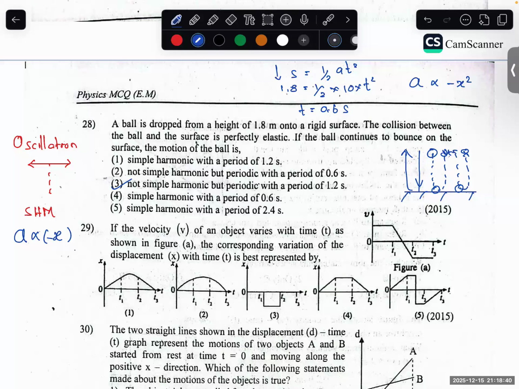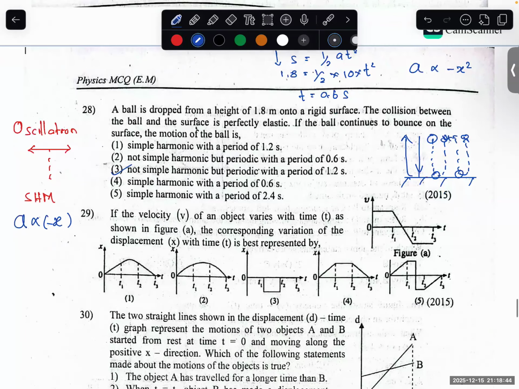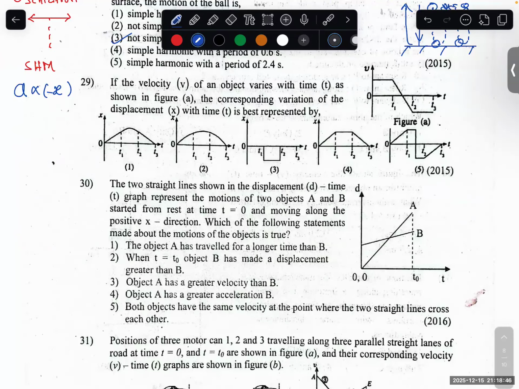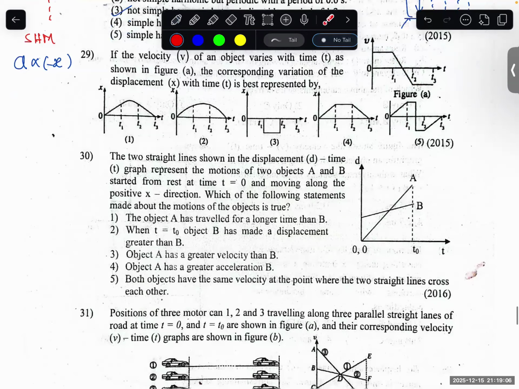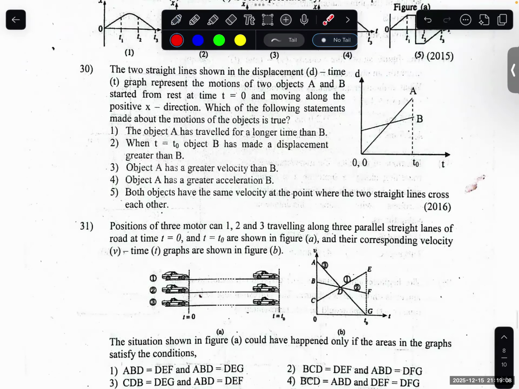Third answer. I think if you can do this one: constant gradient, then positive gradient decreases becoming 0, and negative gradient increases, and then negative gradient constant. So the correct answer would be the first one. Okay. The 30th I have explained.